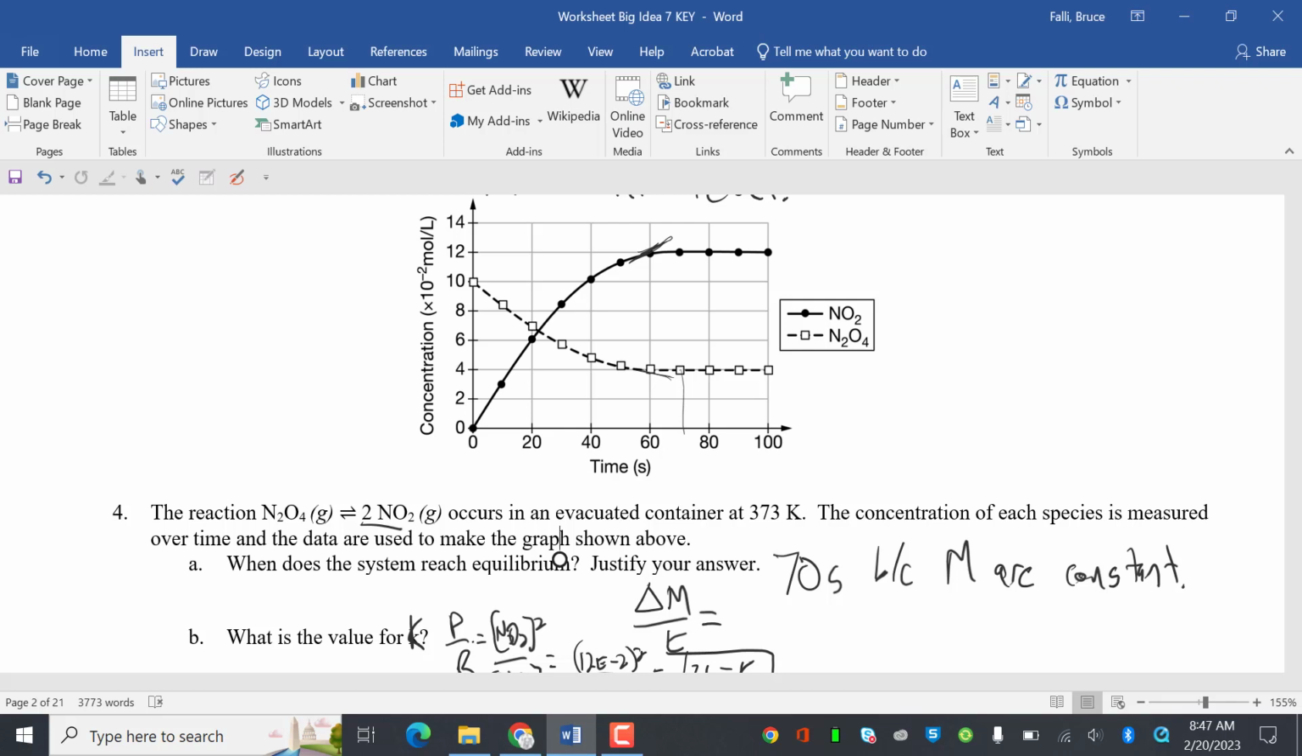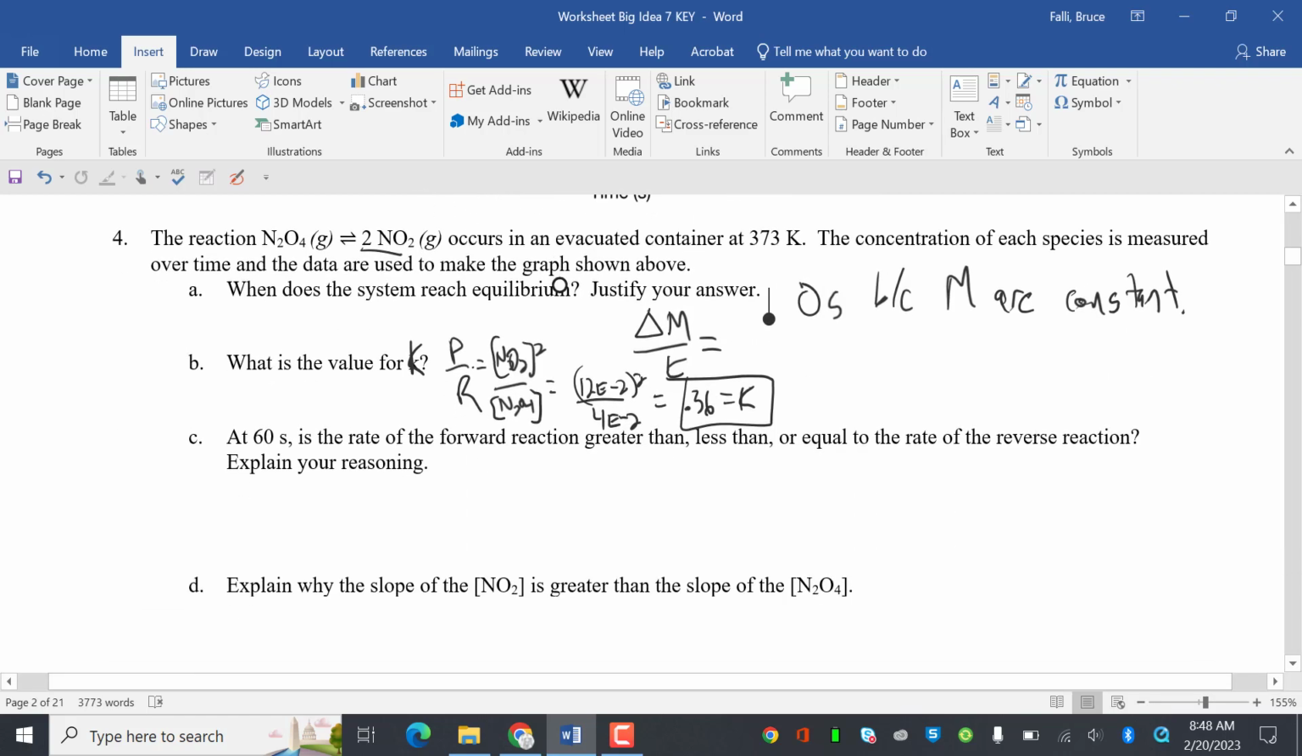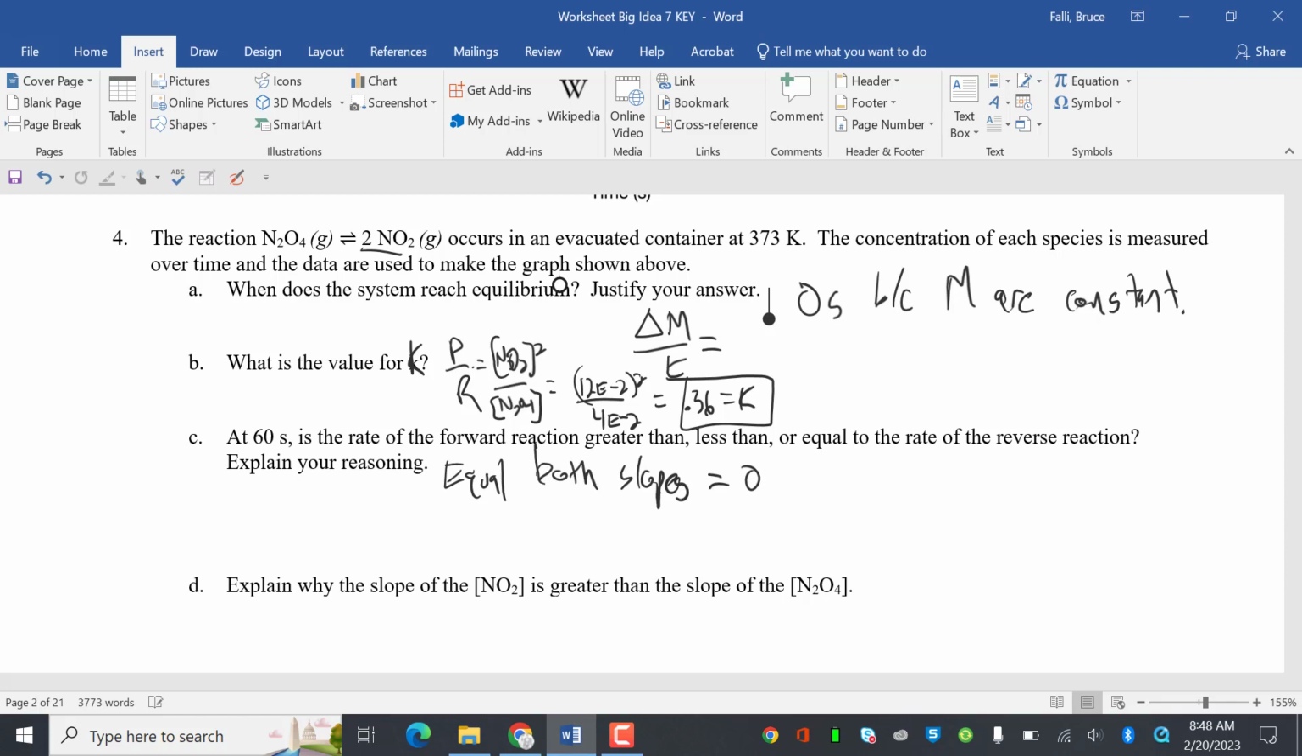So the forward reaction would be N2O4, I would say, or is that where it goes flat right there? I guess it depends on where you think this is. So I guess that's the point where it first becomes flat. When I said it was 70, I suppose it first becomes flat at 60, so I'm going to change that one. So at 60 seconds, the rate of forward reaction is equal. Both slopes equal 0. Therefore, rates equal 0 and are equal.